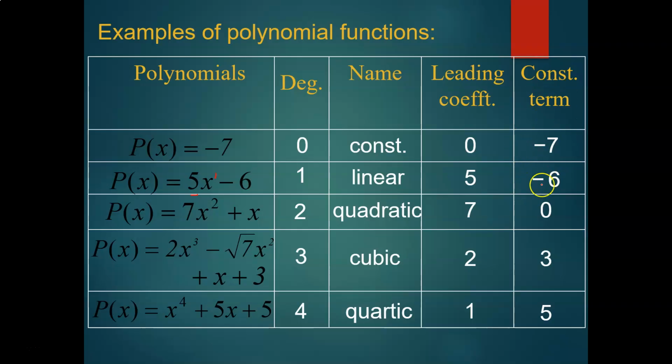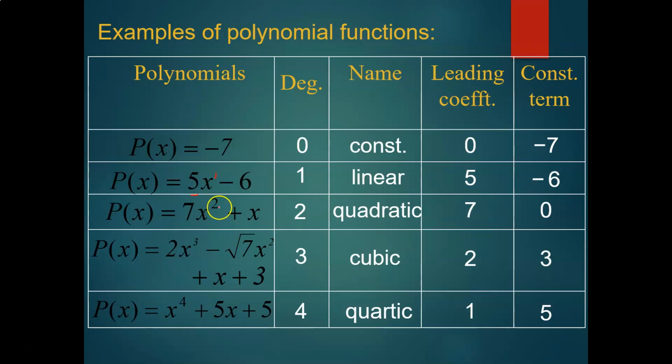And how about the constant term? Okay, the constant term is the one without any x. So this is the constant term, -6. Okay, I hope you have a better, clearer picture about what is degree, what is the name of the function, the leading coefficient, and the constant term. Okay, we move on to the next example.